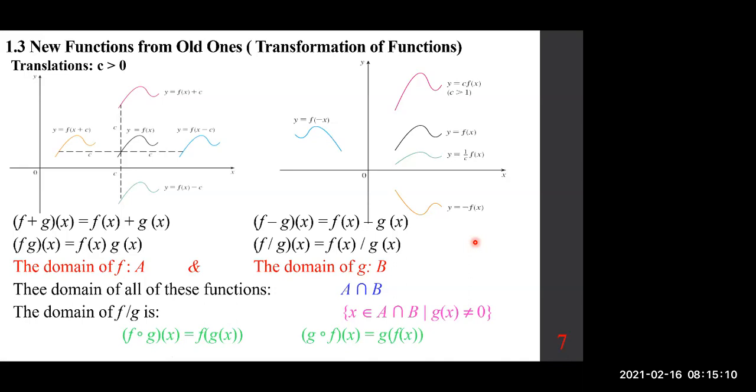Then when we look at the algebra of functions, the sum function, the difference function, the product function, the quotient function, the domain would be the intersection of the domains for all of them. In the case of the last one, f over g, you've got to be careful. You don't want the denominator to be 0.